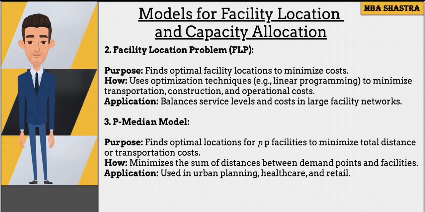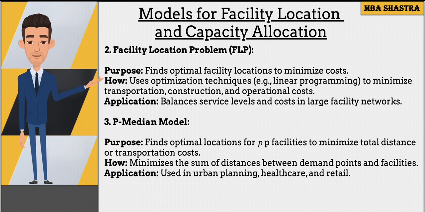2. Facility location problem, FLP. Purpose: finds optimal facility locations to minimize costs. How? Uses optimization techniques, for example, linear programming, to minimize transportation, construction, and operational costs. Application: balances service levels and costs in large facility networks.